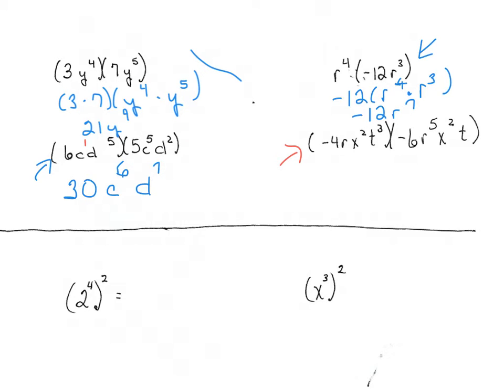Here we're going to have -4 times -6. A negative times a negative is a positive, so -4 times -6 is 24. R to the first times R to the fifth is R to the sixth. X squared times x squared, we add the exponents and we get x to the fourth. And t cubed times t, remember, a 1 is understood where there is no exponent showing. So we have t cubed times t, 3 plus 1 is 4, so we get t to the fourth. 24 r to the sixth, x to the fourth, t to the fourth.